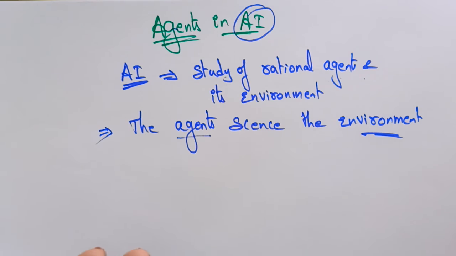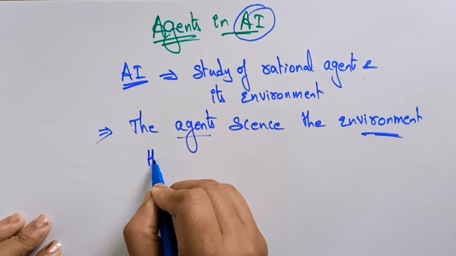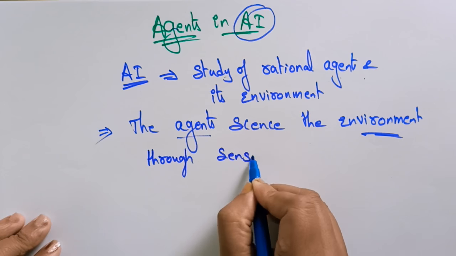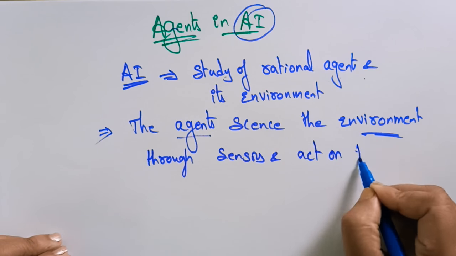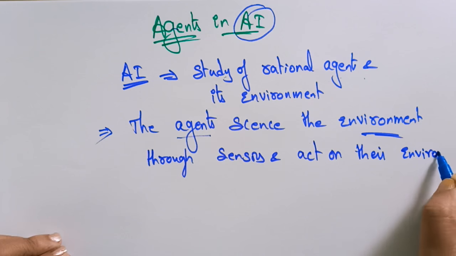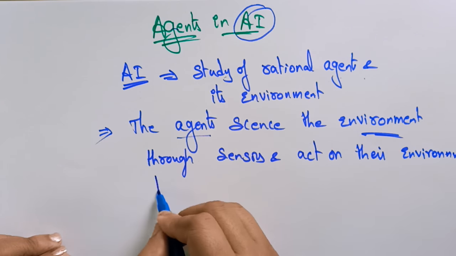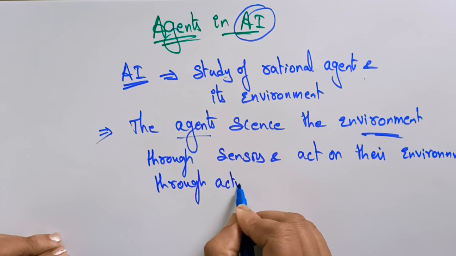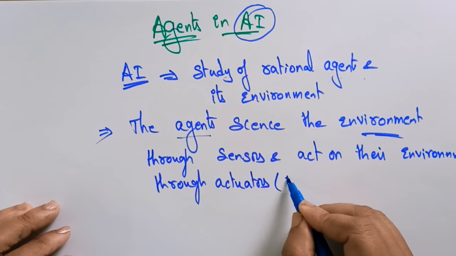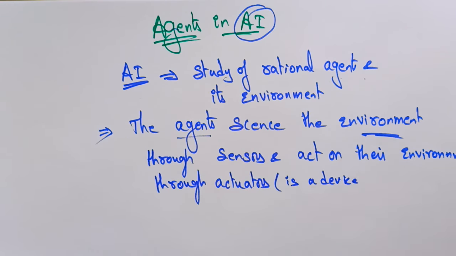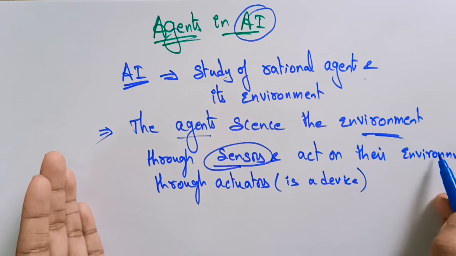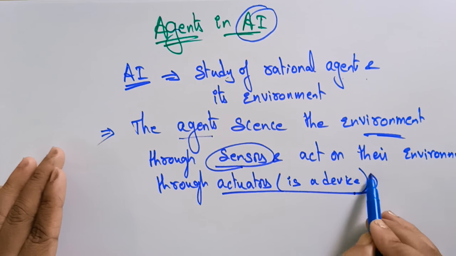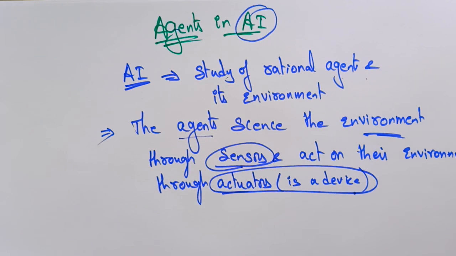I said the agent senses the environment. So how can the agent sense the environment? The agent senses the environment through sensors and acts on its environment. Based on the sensors, it can act on its environment. The agent acts on the environment through actuators. The actuator is a device that can cause a machine to operate. So the agent senses the environment with the help of sensors and acts on its environment with the help of actuators, which are nothing but devices that cause a machine to operate.